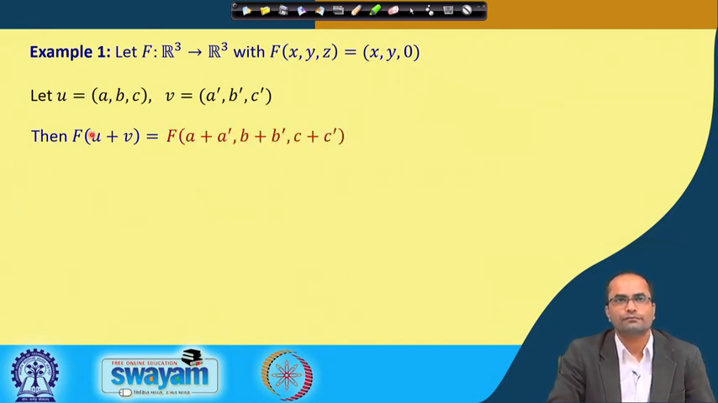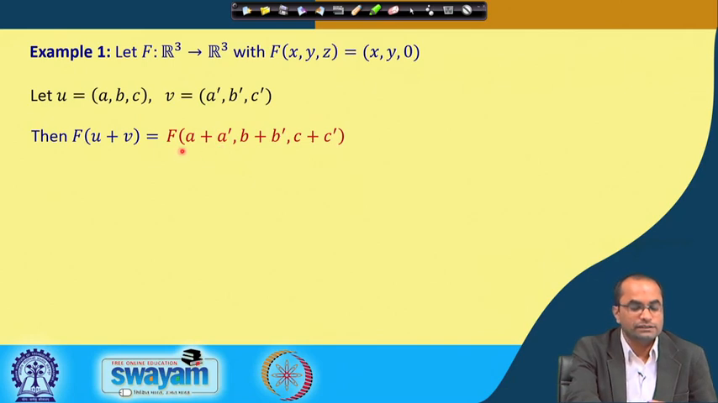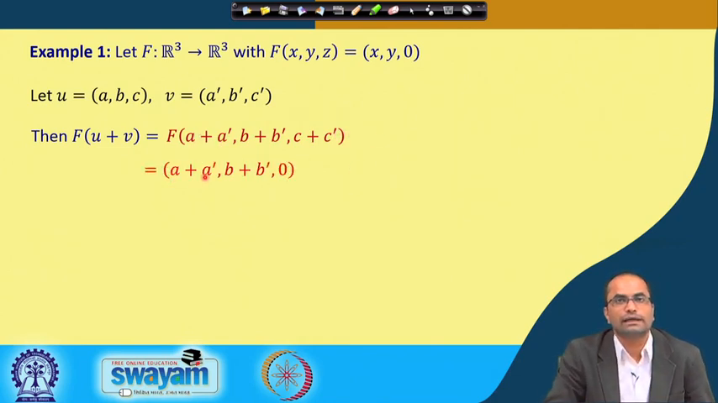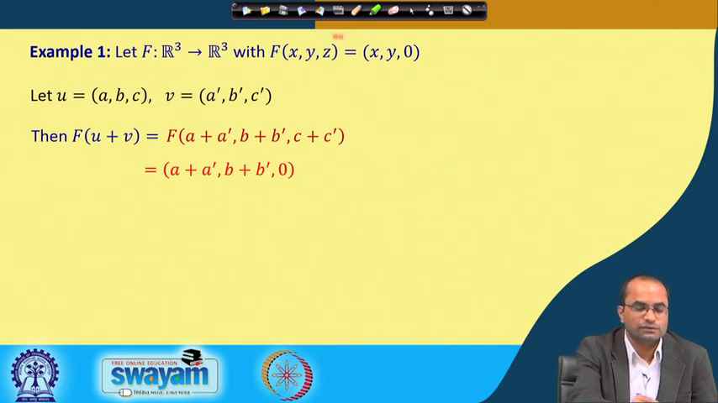So, f of u plus v, that means here u plus v will be the sum of these two vectors. So, (a plus a dash, b plus b dash, c plus c dash), that is exactly u plus v here. And now, we want to see what is the f of this. Again, as per the definition, this third coordinate will be set to 0. That means, this will be equal to (a plus a dash, b plus b dash), and the third argument will be set to 0. So, that is how this mapping is defined.